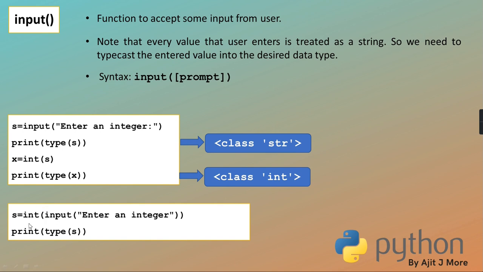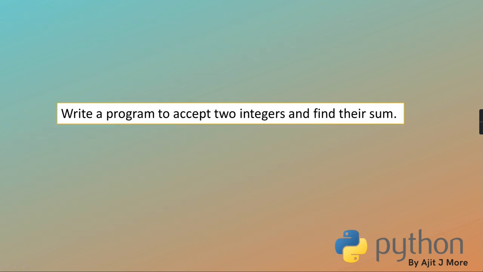And here, instead of collecting and then converting, I'm doing the dual work directly: two steps in one statement. Enter an integer, the prompt will come, the cursor will blink, you type something, that is returned as a string, converted to integer, and collected directly as an integer. Okay, hope it is clear. Yes or no? Yes, sir.